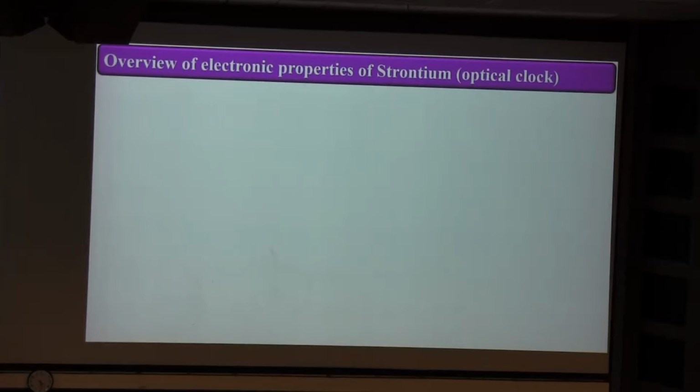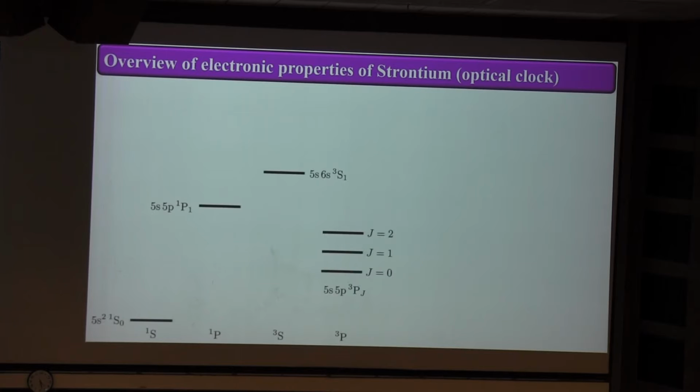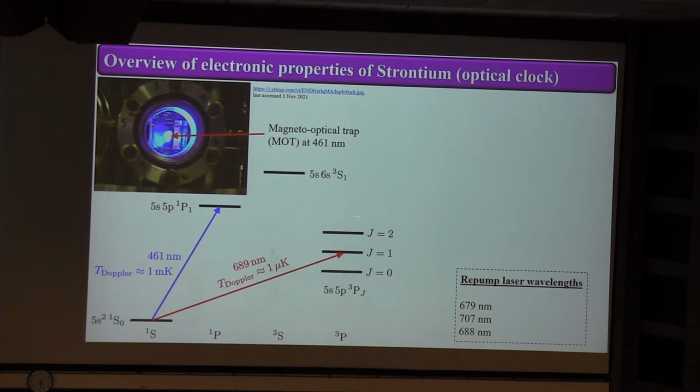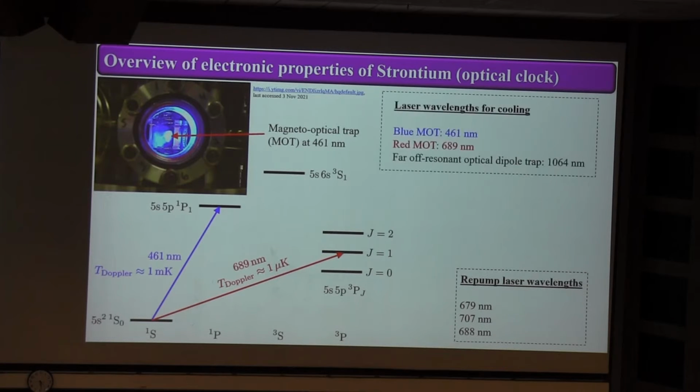So now, as I hinted earlier, we're using strontium, which is known as one of the best atoms to use in optical atomic clocks. So here's the electronic structure. First, we cool down the atoms with the 461 nanometer transition to 1 millikelvin, with some help from these repumper wavelengths. And then we have the much narrower linewidth transition that brings us to 1 microkelvin. And finally, we go down to nanokelvin temperatures by using a far off-resonant dipole trap.